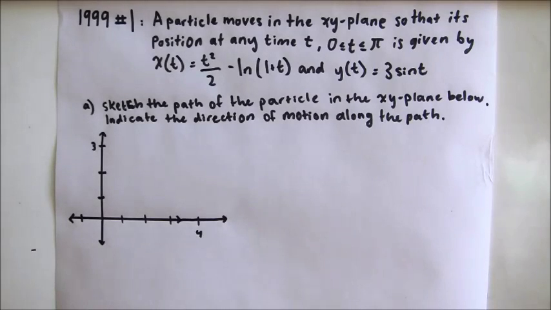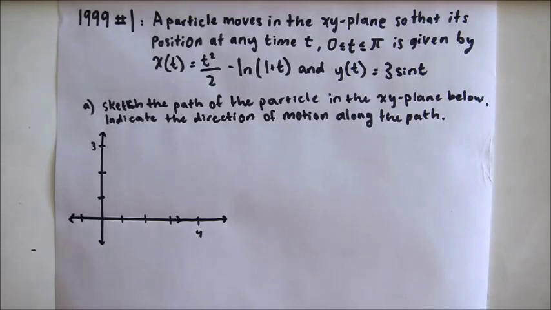Hi, today I'm going to be showing you how to do a BC FRQ problem. Today we're going to be doing one from 1999, number 1. In this question, the prompt is a particle moves in the xy plane, so its position at any time t from 0 to pi is given by x of t equals t squared over 2 minus the natural log of 1 plus t, and y of t equals 3 sine t.